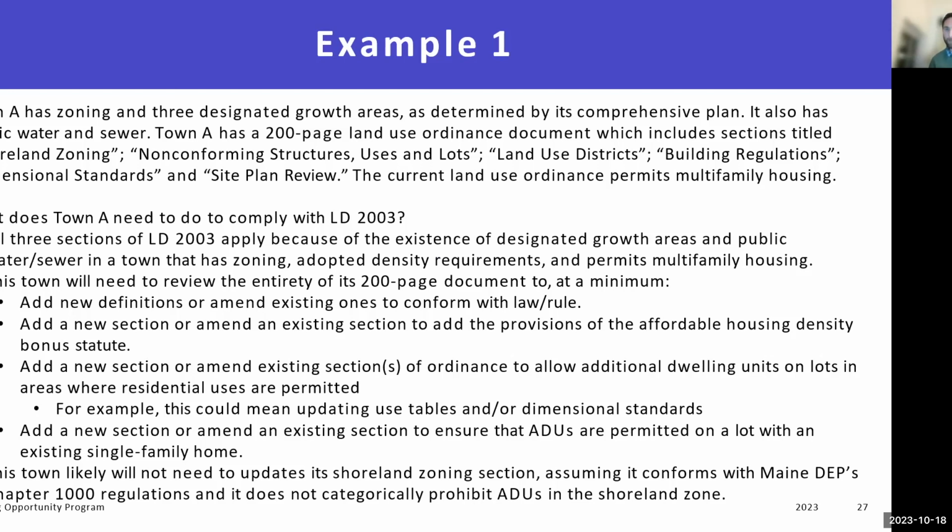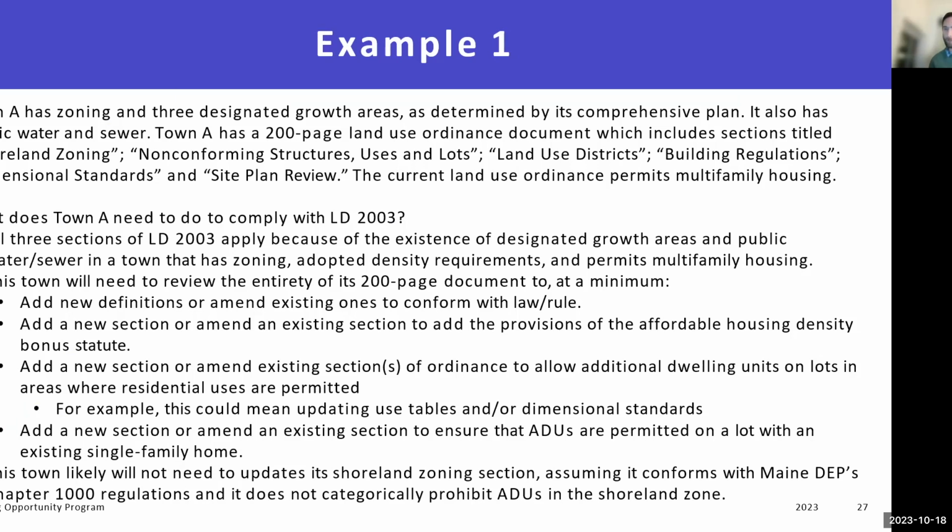In order for Town A to comply with LD 2003, they would need to comply with all 3 of those buckets, because they have a designated growth area, they have public water and sewer, and they have density requirements, and they permit multifamily housing. So they would want to review all of their 200-page document and review any permitting processes that they have. And they may need to add new definitions or amend existing ones to conform with state statute, as well as amend provisions that are new, like the affordable housing density bonus.